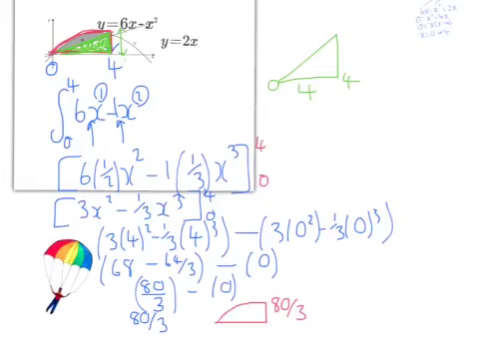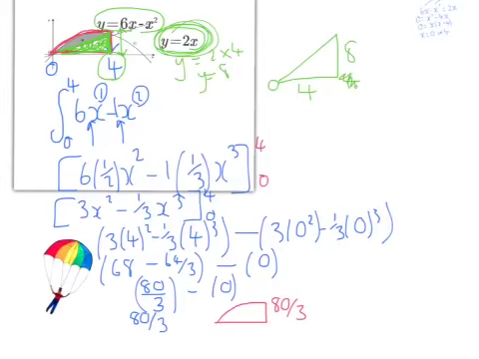Okay, so when x is 4, I can substitute it into here or I can substitute it into here. That's going to be easier, isn't it? So when x is 4, my height is going to be 2 lots of 4, so it's going to be 8. So this is up here, this is 8. Okay, so 4 across and 8 up. So the area of the triangle is a half base times height, so it's a half times 4 times 8, so I reckon it's 16.